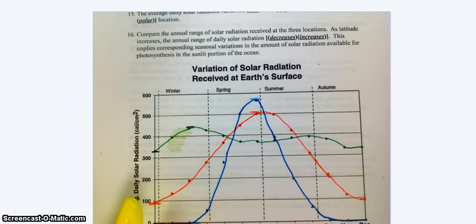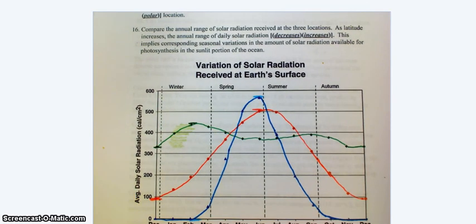And then here's what we're going to do. We are going to compare the annual range of solar radiation received at the 3 locations. Okay, so what I'm going to do is go ahead and stop, and we will pick up with that question on the next screencast.